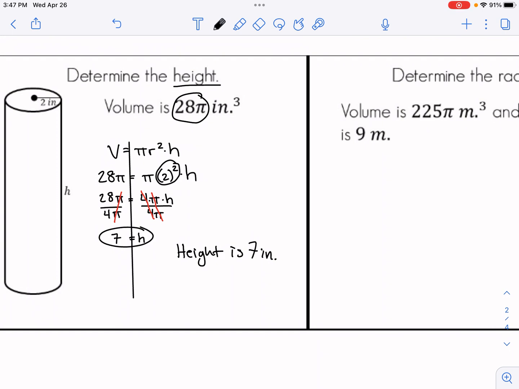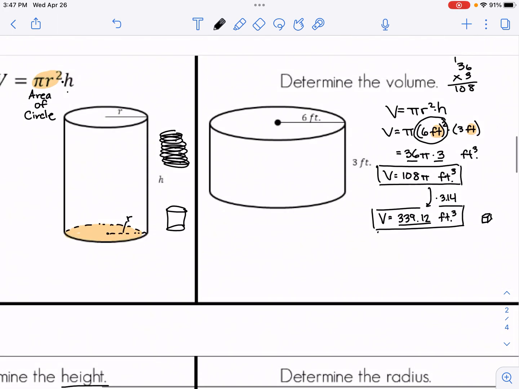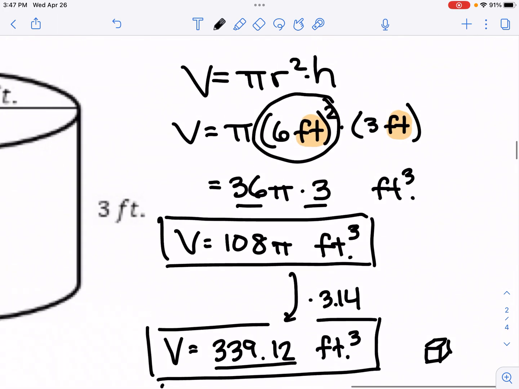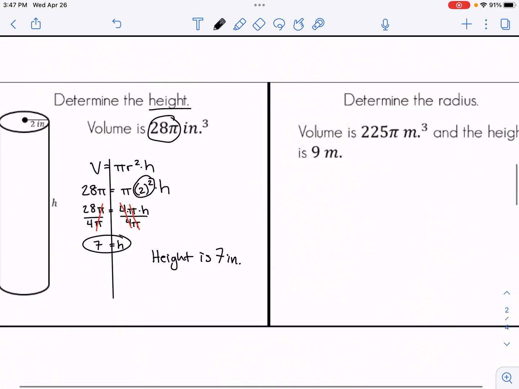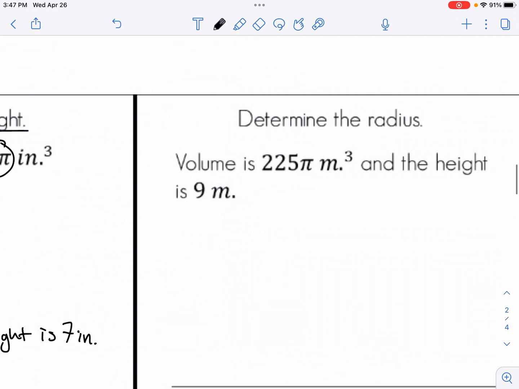All right, good. So was this any different than this? Sure, we don't have to move anything across the equal sign, but we had to undo some operations, so that's why we had to divide. Okay, let's move on to the radius.